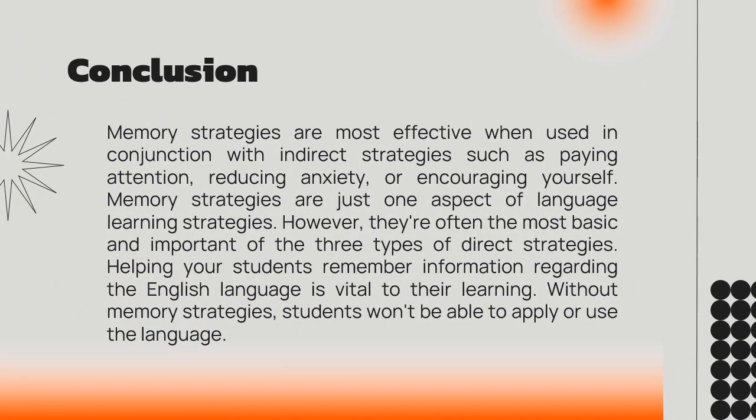Conclusion. Memory strategies are most effective when used in conjunction with indirect strategies such as paying attention, reducing anxiety, or encouraging yourself. Memory strategies are just one aspect of language learning strategies. However, they are often the most basic and important of the 3 types of direct strategies. Helping your students remember information regarding the English language is vital to their learning. Without memory strategies, students won't be able to apply or use the language.